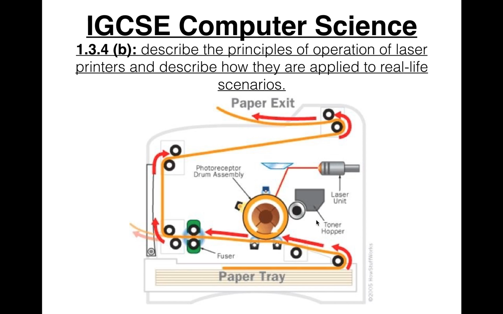Here's the toner hopper, the place where the powdered ink is stored. Then there's the laser. The paper is then pushed through, and then the fuser, which melts the ink, and then finally it exits. And the discharge lamp is somewhere over here. So that's pretty much how it looks. Hopefully you can get a better idea of how the printer works.